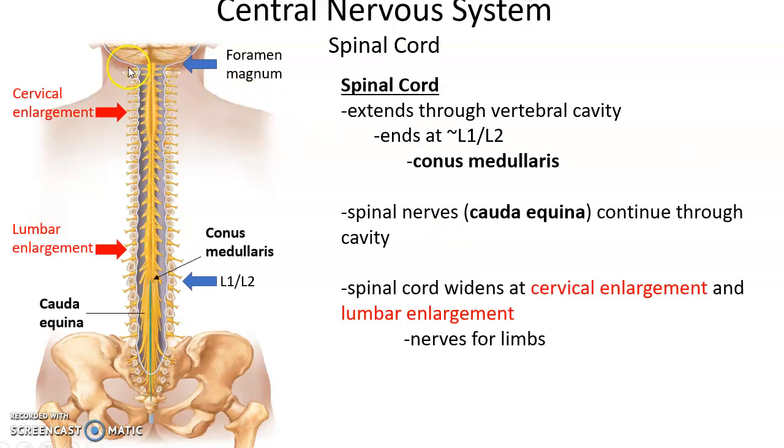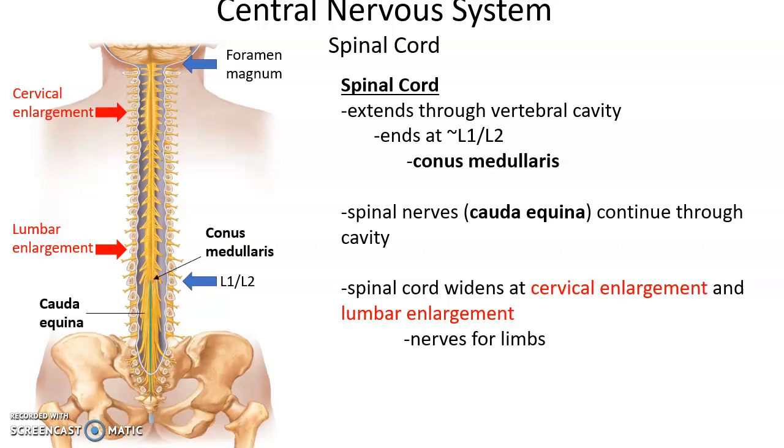Spinal cord has a cervical enlargement, a widened area in the neck area that's sending out nerves to and from the arms. And then toward its inferior end, it has a lumbar enlargement that's sending out nerves to and from the legs. The spinal cord goes all the way down to about L2, or between the lumbar 1 and lumbar 2 vertebra. So it does not go all the way through the vertebral canal. Its very end is called the conus medullaris.